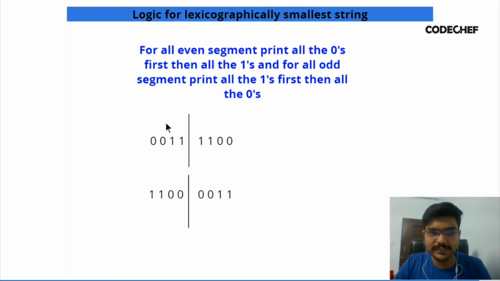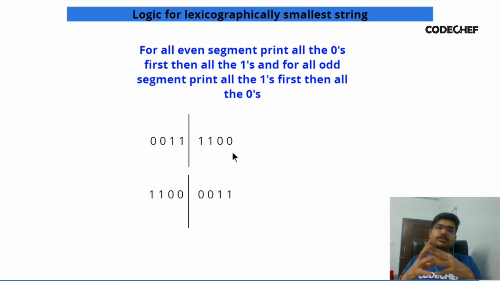Let us take an example of this string. This is the even segment because indexing is 0, so first we'll print the number of zeros and then the number of ones. And this is the odd segment because the indexing is 1, so we'll print the number of ones first and then the number of zeros. So this will lead us to the lexicographically smallest string. And now let us look at the code of the solution.